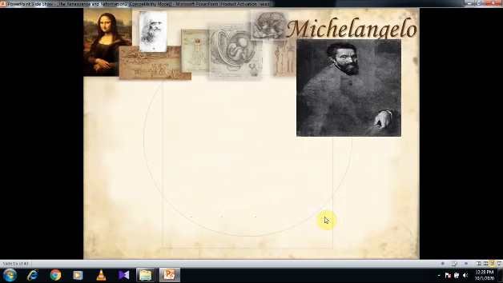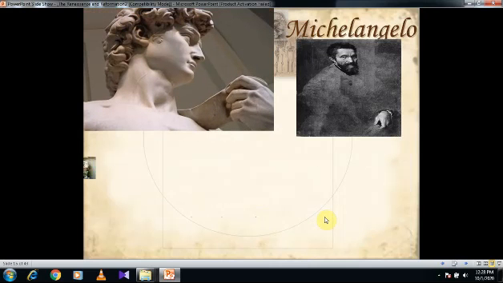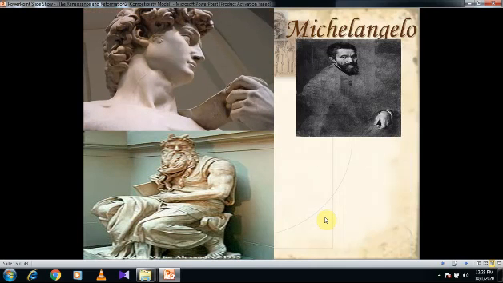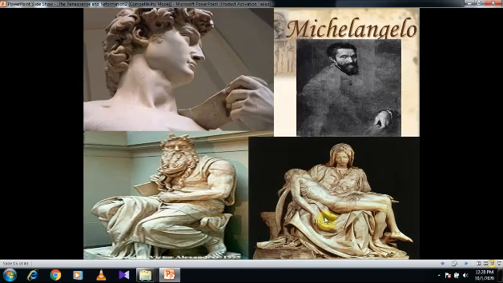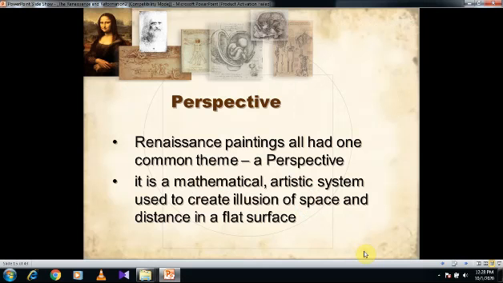This is Michelangelo. These are his famous sculptures of David and Moses. And this is another detailed sculpture showing the very detailed muscles, nerves, and structure of the human body.